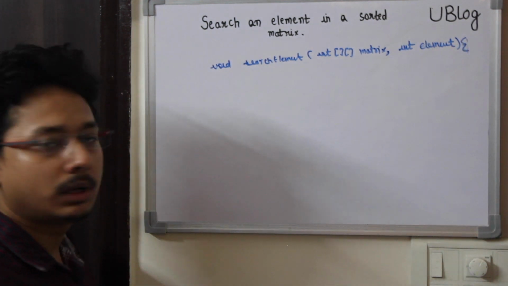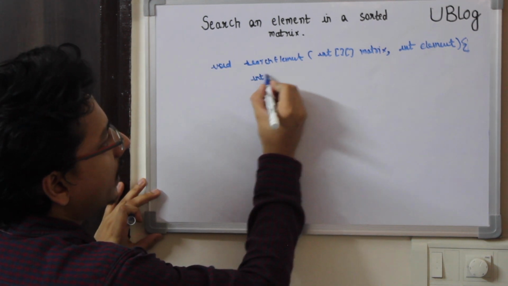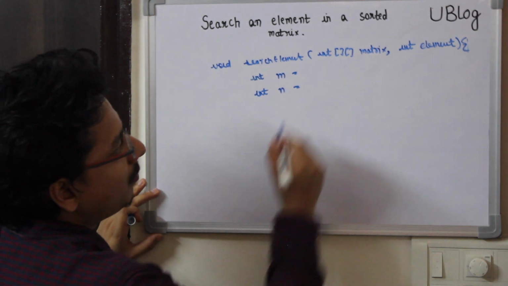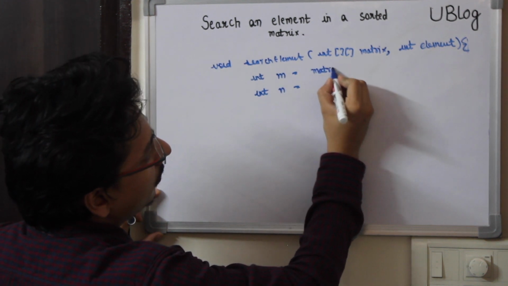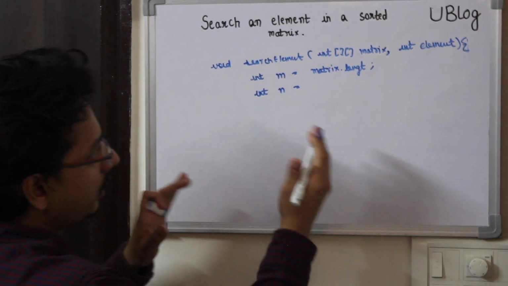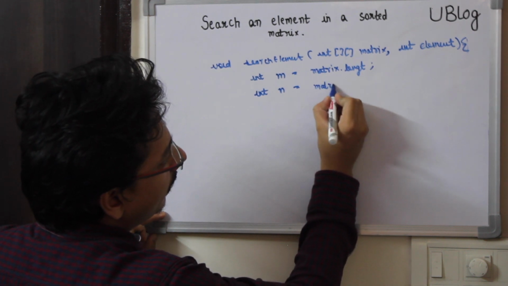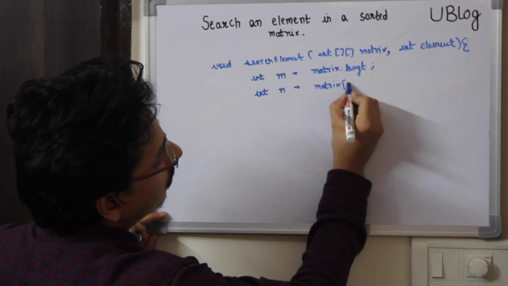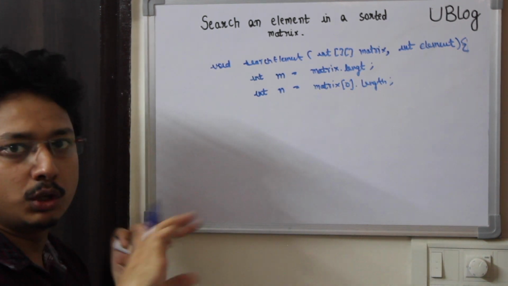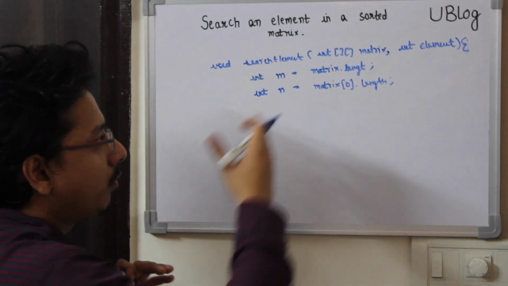Now we need to find the number of rows and columns in the matrix. I'll denote number of rows by m and number of columns by n. So what will be my m? m will be matrix dot length, the length of matrix is my number of rows. And what will be my columns? My columns will be matrix[0].length, the length of the first row of the matrix, which is the number of columns.